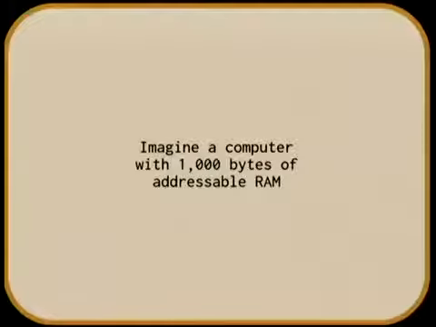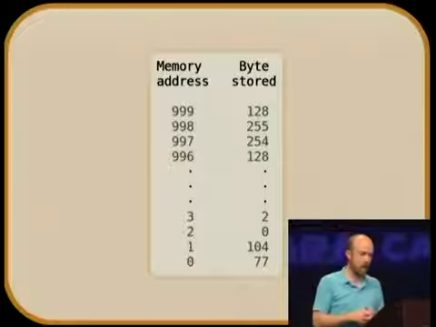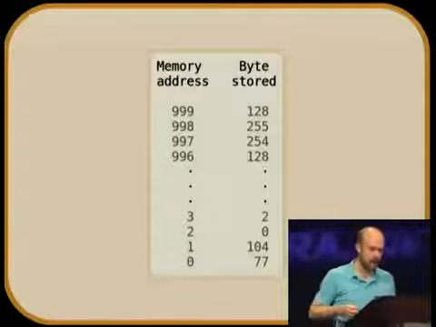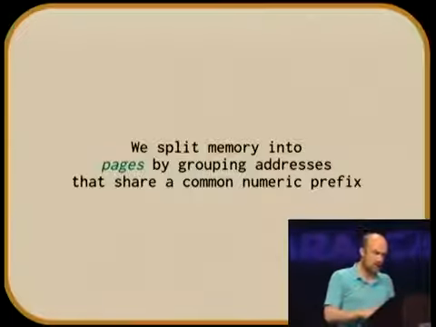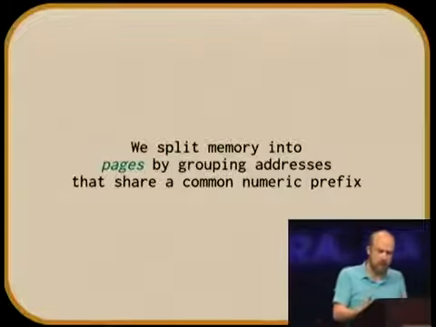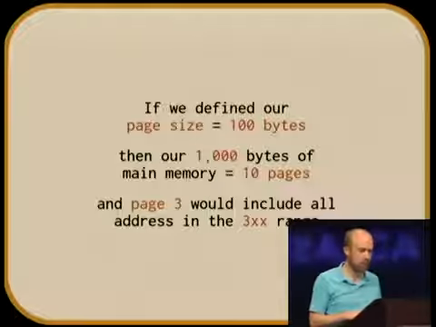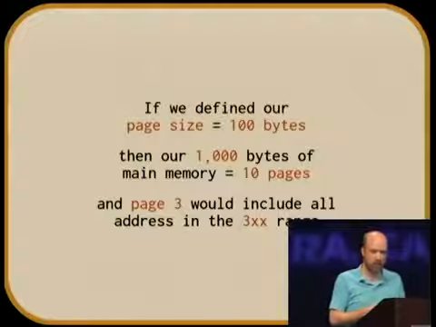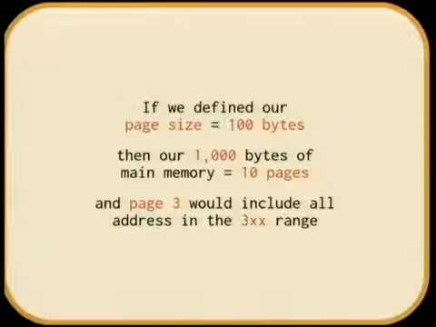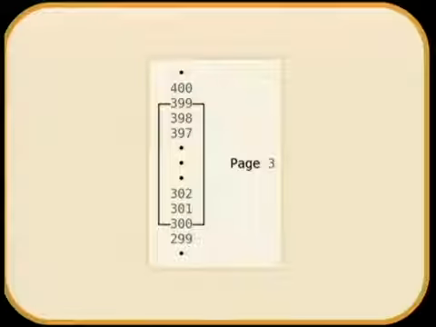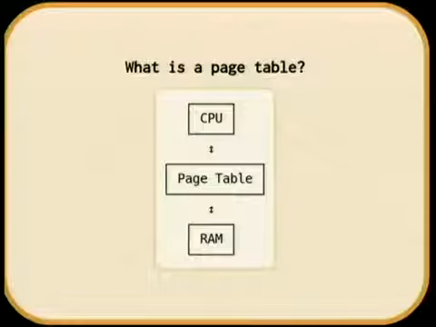Let's get started. Imagine, if you will, a computer with 1,000 bytes of accessible RAM, numbered 0 through 999, each storing a byte. We can split this memory into pages by grouping together addresses that share a common prefix. If, for example, we want a page size of 100 bytes, so our 1,000 bytes of main memory are 10 pages, then page 3 would include all of the addresses that begin with the number 3, 300 through 399.